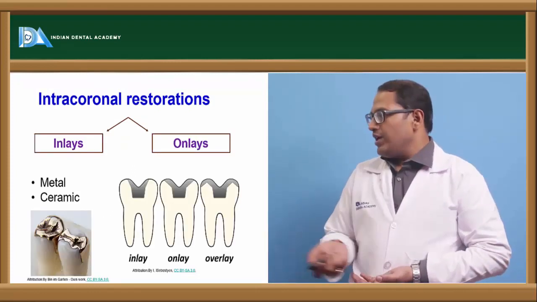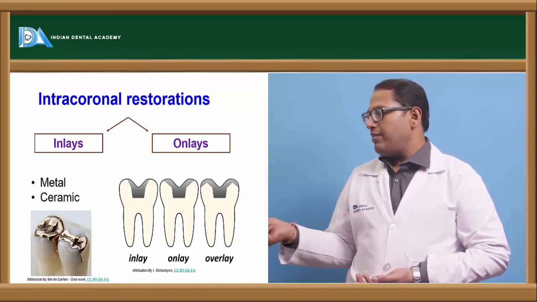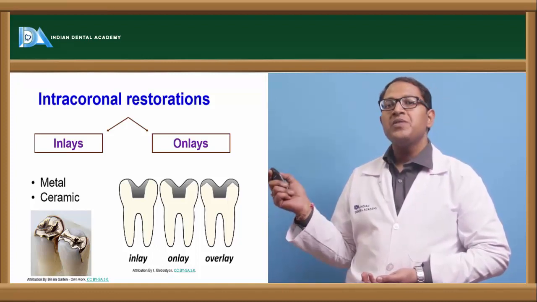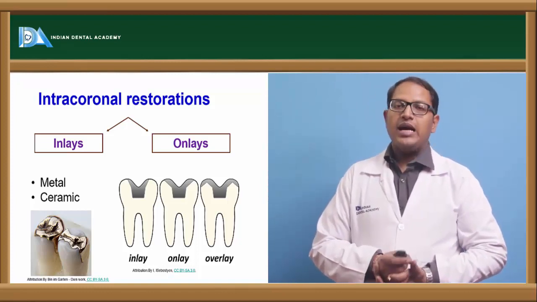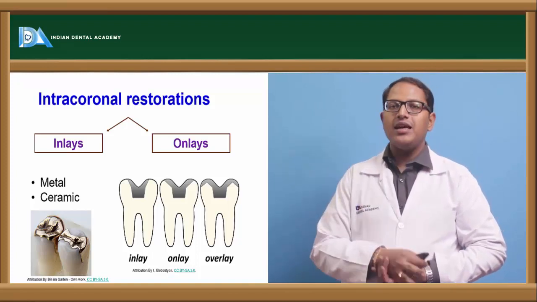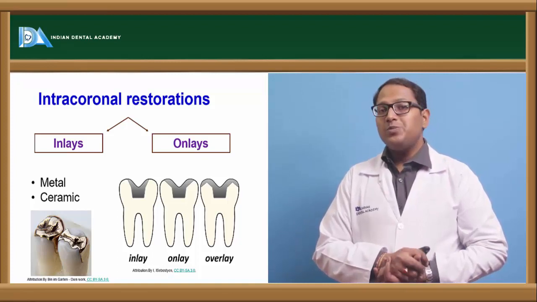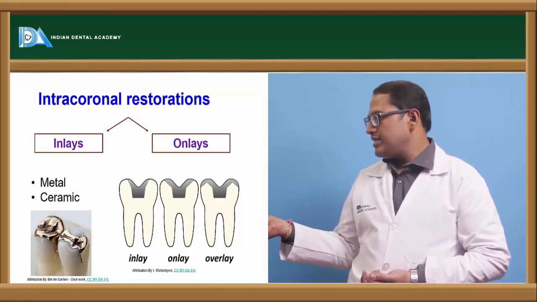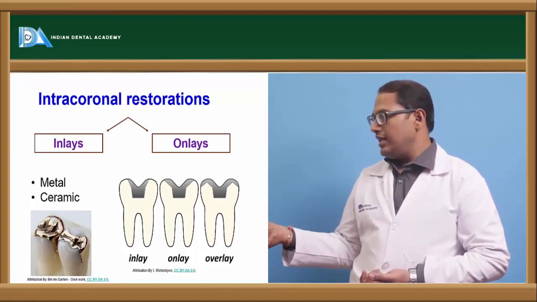Intracoronal restorations are like inlays and onlays. For inlays we have metal inlays and ceramic inlays. The same is with onlays: we have metal onlays and ceramic onlays. Where do we use an inlay and where do we use an onlay? If the cusp is intact and the carious part that is destroyed is inside the crown, then we will use an inlay. If the cusp is not intact anymore, in those cases we will use an onlay. You can see very well: when there is restoration of the cusp tip, that is called an onlay. When there is restoration only inside the crown, that is called an inlay.